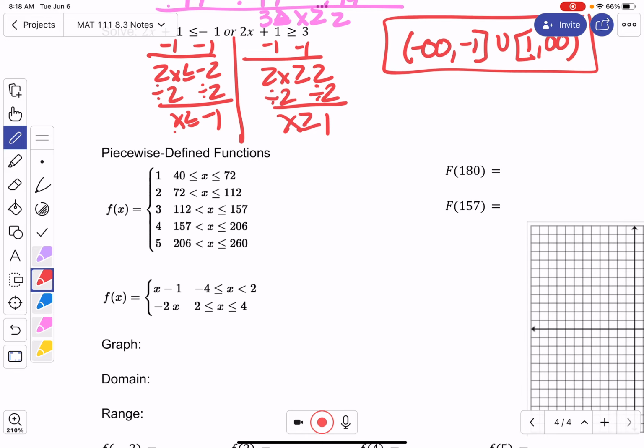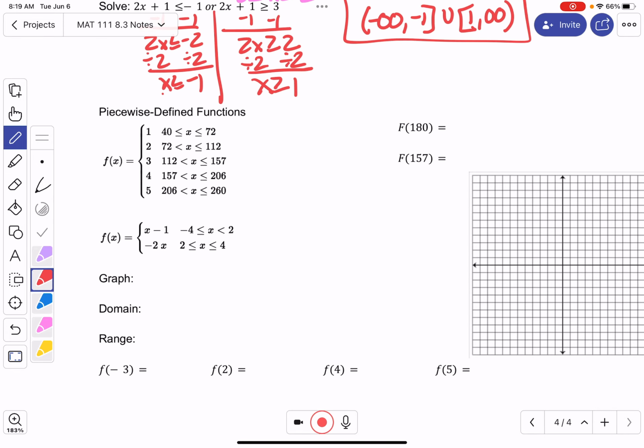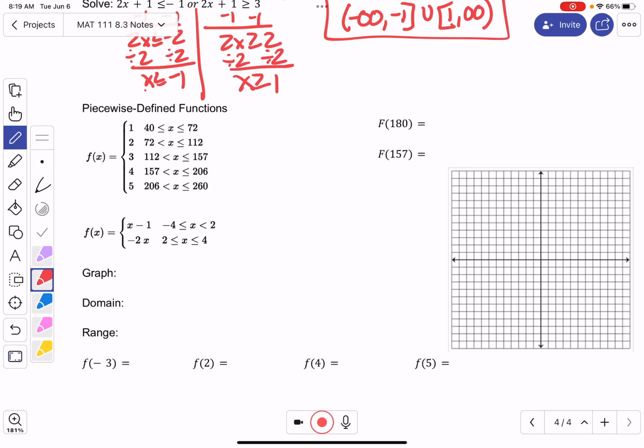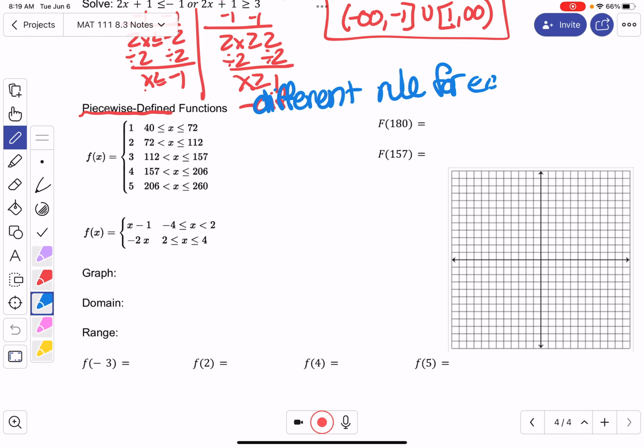All right, the last thing we're going to look at in this section is piecewise defined functions. All the piecewise defined means is there's a different rule, different rule for each piece of the graph. So here they're saying here's the rule, here's the x values or the domain, the piece of the graph where that rule is true.